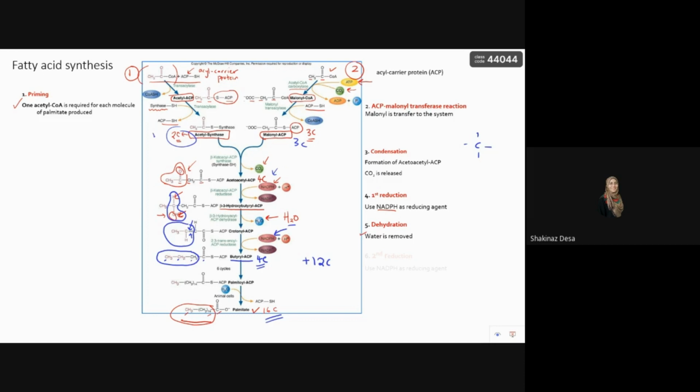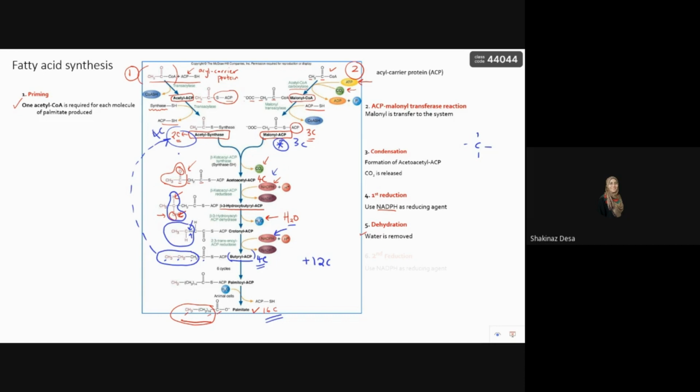2 carbon tu datang daripada sini lah. Dari sini datang daripada acetyl synthase. Tak ada dah malonyl ACP ni. Dia ada malonyl ACP ni because this is substrate dia. So sekarang apa yang berlaku, this butyryl ACP ni, dia akan melalui apa yang telah dilalui oleh acetyl synthase.